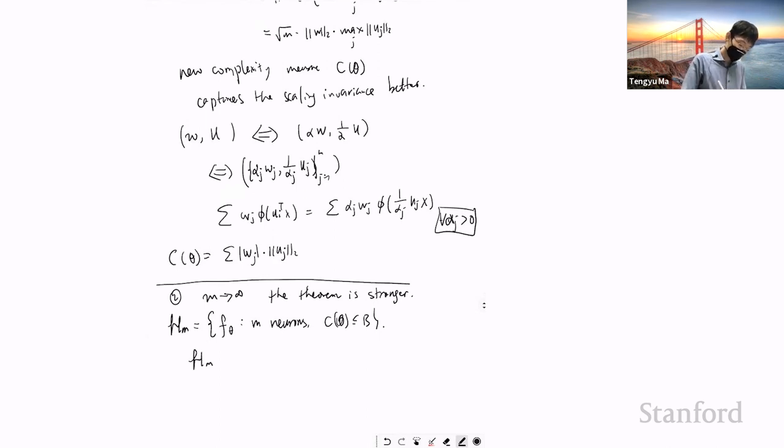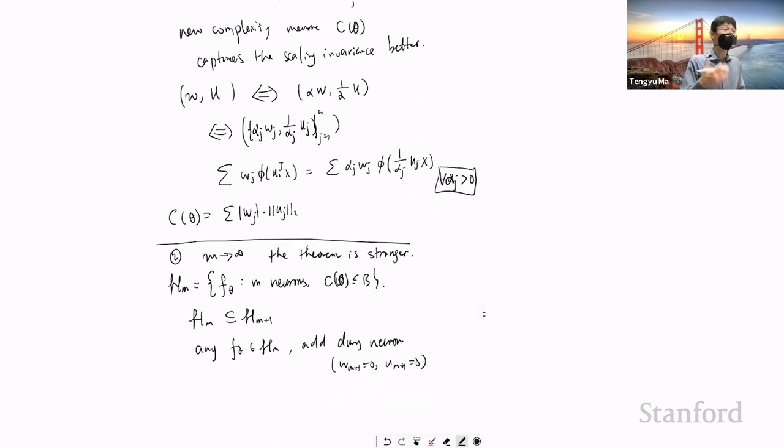And you know that H_m is a subset of H_{m+1}. In what sense? In the sense that if you have a function that is in H_m, you can always add a fake neuron, a zero dummy neuron, to make it in H_{m+1}. So any f_θ in H_m, you can add a dummy neuron, meaning that you make w_{m+1} zero and u_{m+1} zero, and then you can extend this function so that it becomes in H_{m+1}. So H_{m+1} is always a bigger family of functions than H_m.